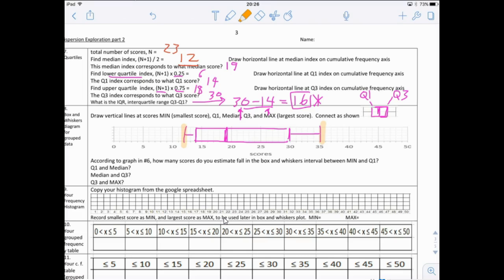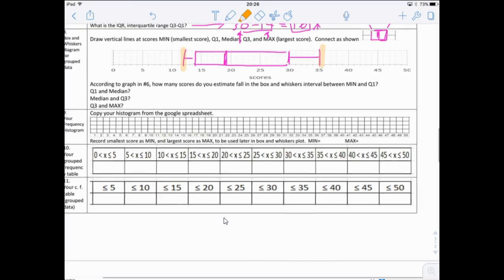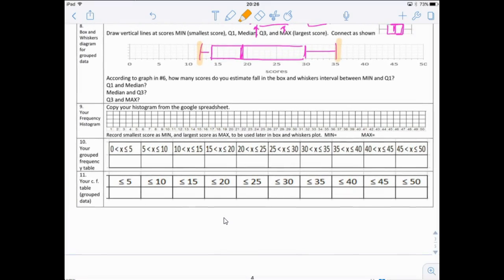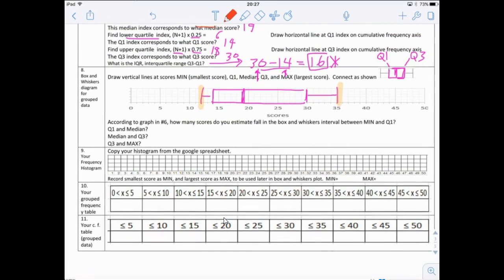Okay. Now for the rest of this sheet, oh wait a second, did we answer all the questions? Okay, according to the graph in number 6, how many scores do you estimate fall in the box and whiskers interval between min and Q1? Okay, so remember, this score is Q1. This score is Q3. This score is the median score. This is the minimum. This is the maximum.